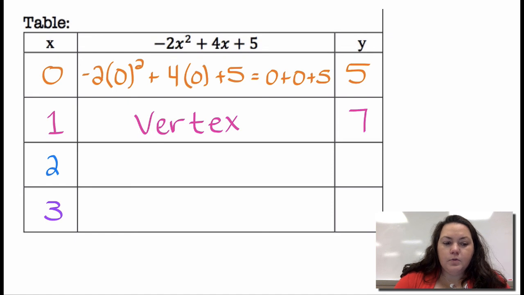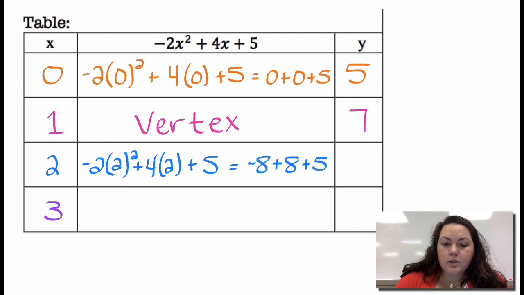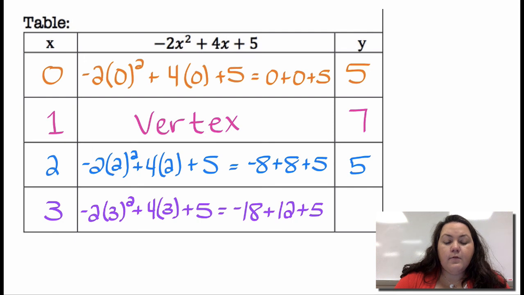When I plug in 2, 2 squared is 4 times negative 2 gives me negative 8. 4 times 2 gives me 8, plus 5, so that gives me 5. When I plug in 3, 3 squared is 9 times negative 2 is negative 18. 4 times 3 is 12. Negative 18 plus 12 plus 5 gives me negative 1.